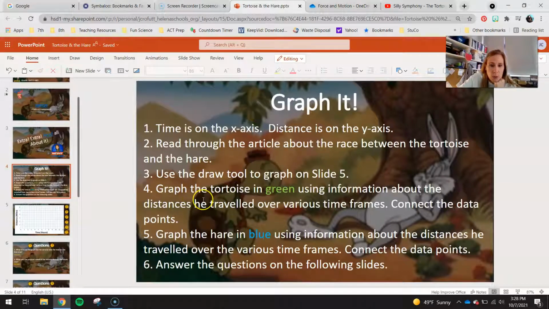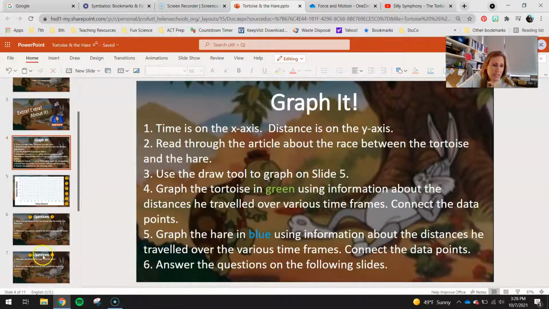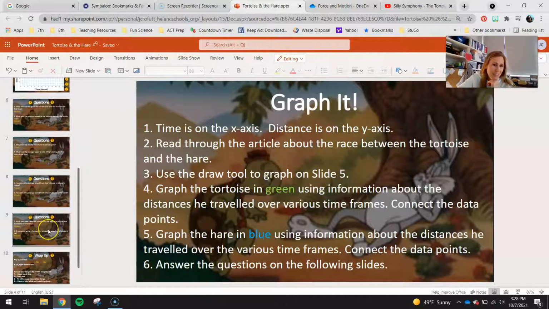Okay, so the tortoise is going to be graphed in green using information about the distances he traveled over various time frames. Connect the data points, so you guys are going to have a line for him, and it may or may not be a straight line. And then graph the hare in blue using information about the distances he traveled over various time frames. You guys will see that the hare had quite the different journey than the tortoise did. And then you guys are going to connect his data points as well, and then you're going to be able to compare the 2 lines to answer the questions on slides 6 through 9.